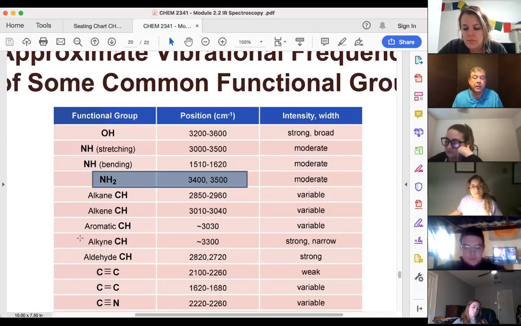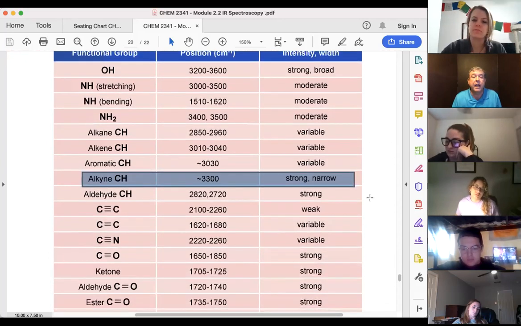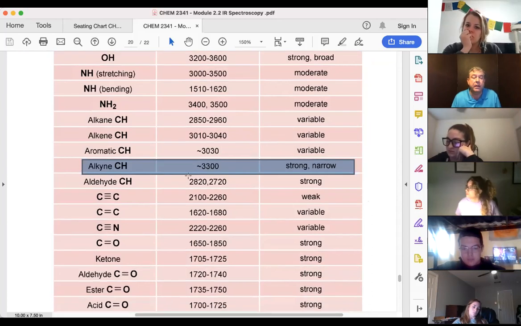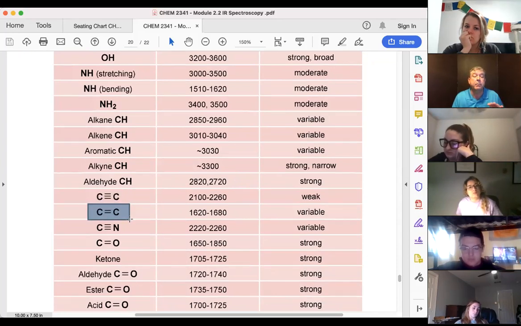Our alkyne peak is usually strong and very narrow because that is a very polarized bond and you can see it easily. The aldehyde is usually a strong peak right here at 2800 to 2700. And it's strong because it only has one vibration mode and it's a very polar bond. Our carbon-carbon triple bond is typically weak and can even go away sometimes. Our carbon-carbon bond varies a lot.